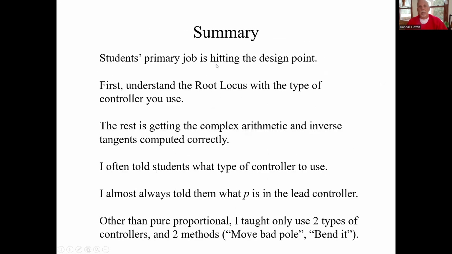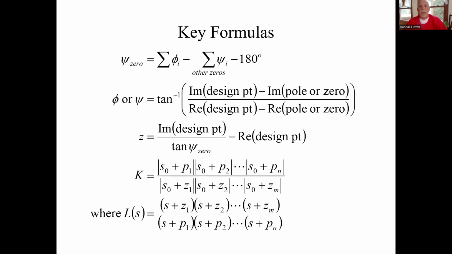Let me jump ahead for a minute. Here are the key formulas. Put this on a formula sheet so you don't have to pick through it every time. Here's how you know the angle to the zero. We're always going to be working for where's the zero. It's the sum of the angles from all the poles minus the sum of the angles from all the other zeros, if any, minus 180 degrees.